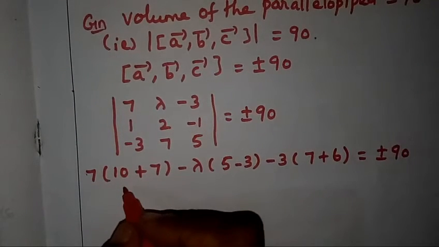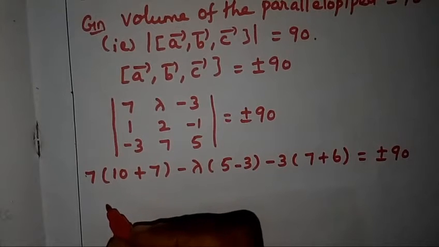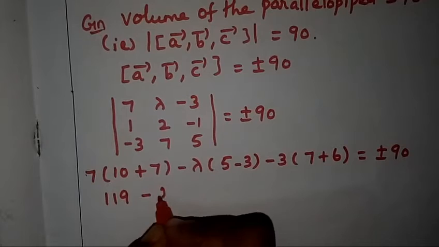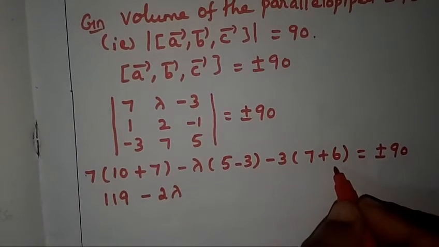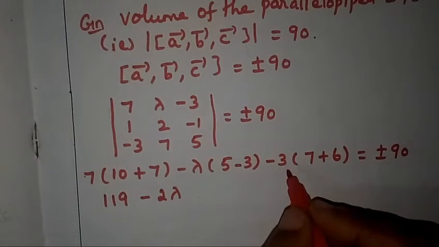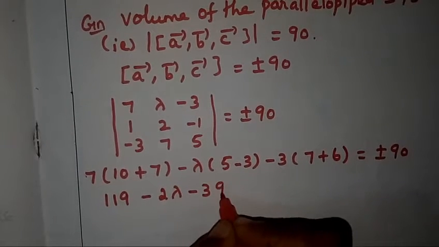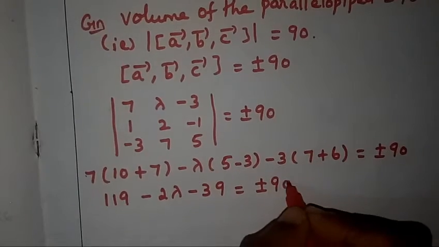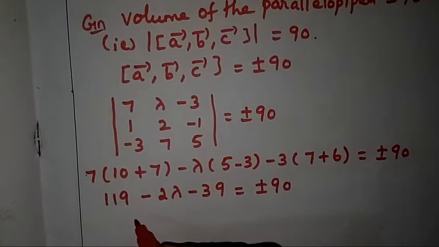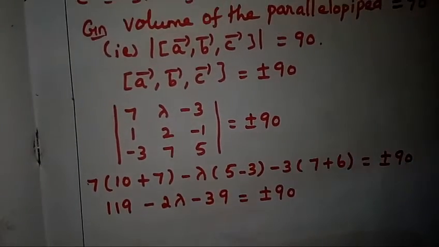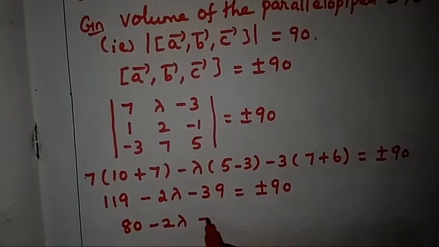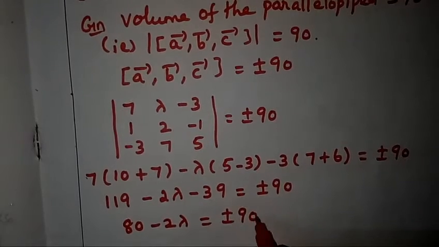So here it is 17 into 7, which is equal to 119. Minus here 2 lambda. Here it is 13, 13 into 3, and minus is there. So minus 39 is equal to plus or minus 90. So 119 minus 39 is 80, minus 2 lambda equal to plus or minus 90.